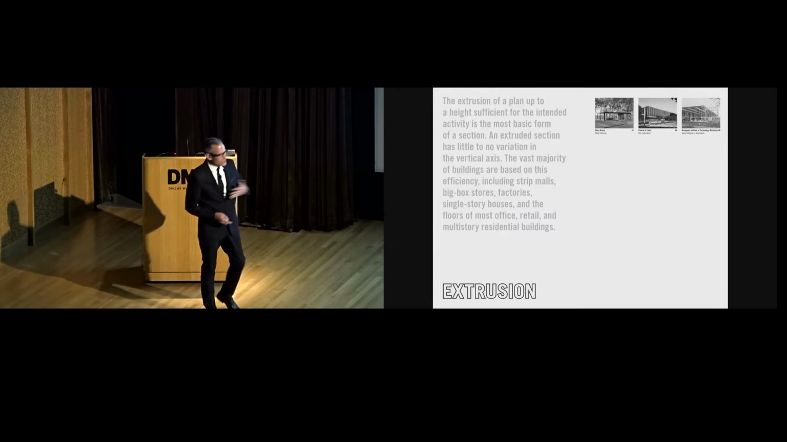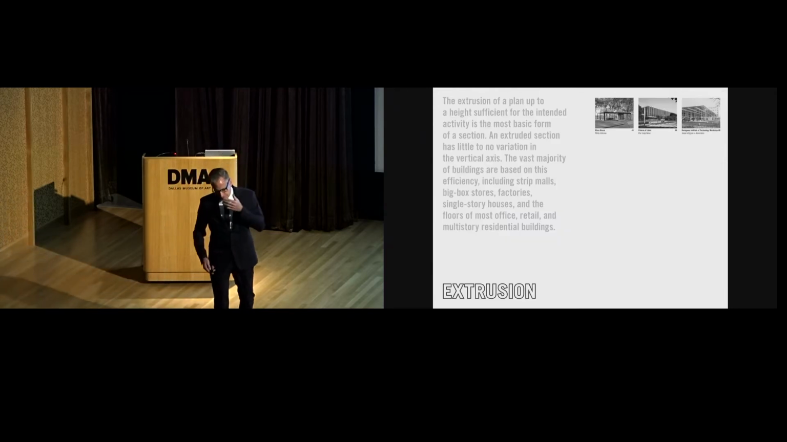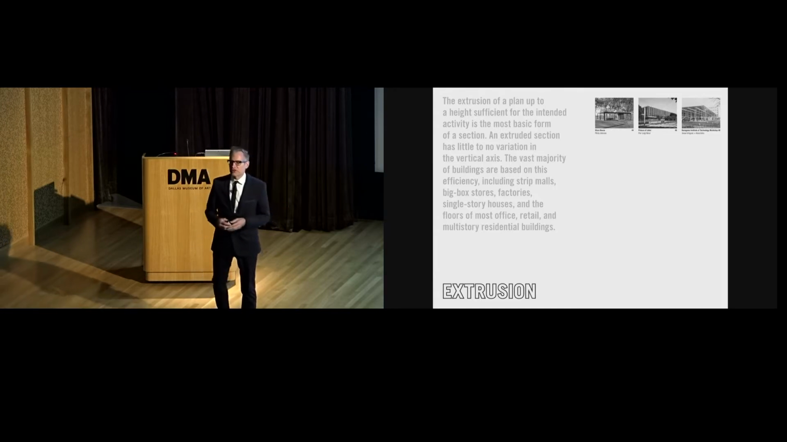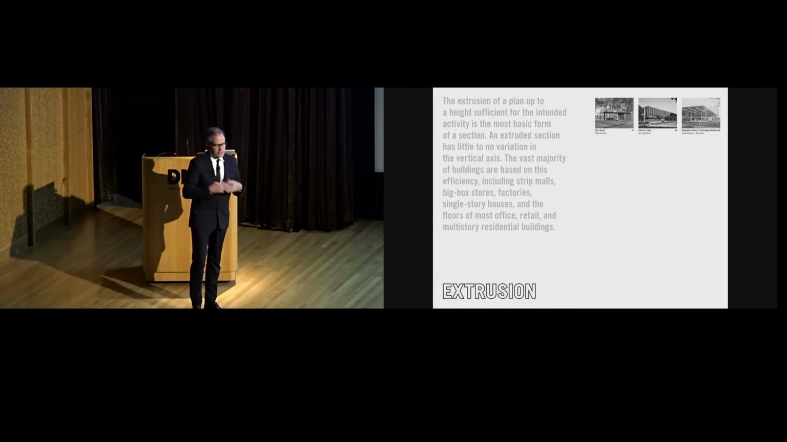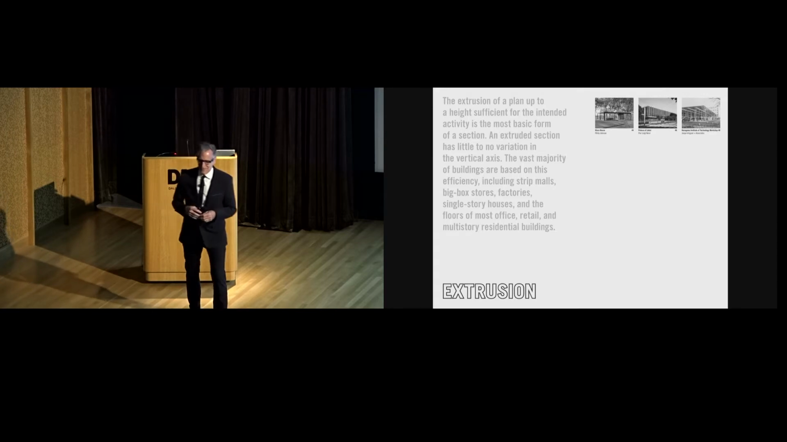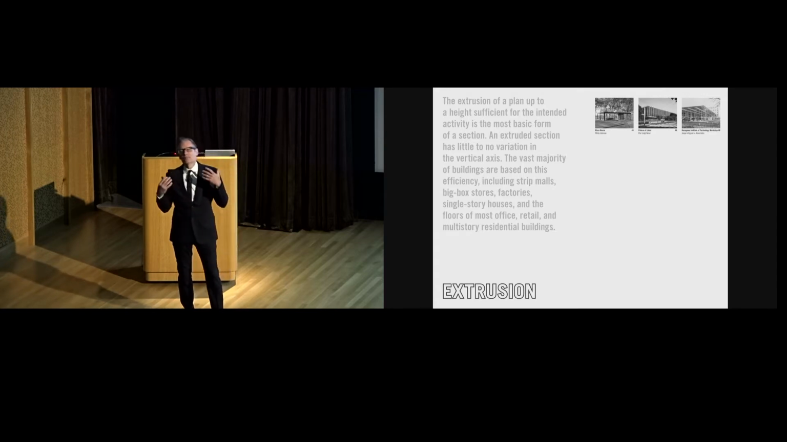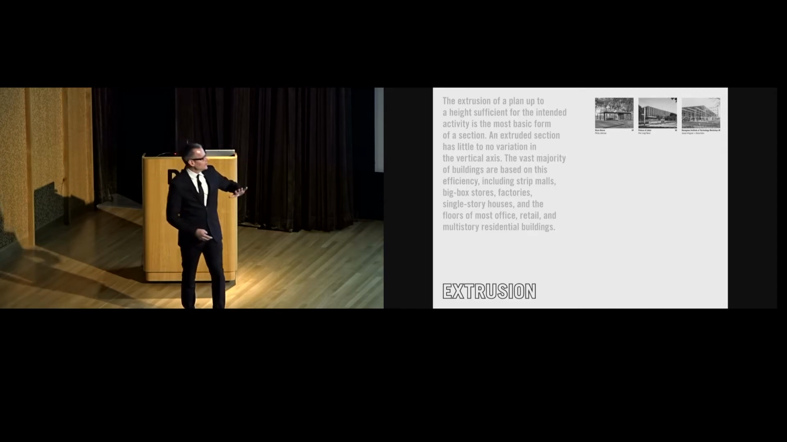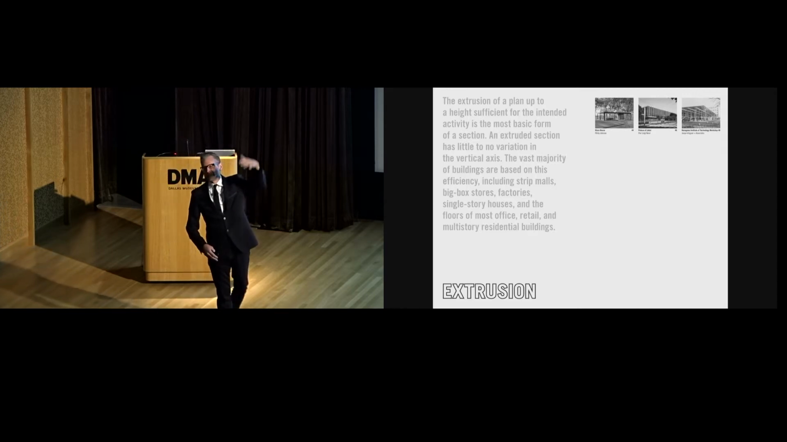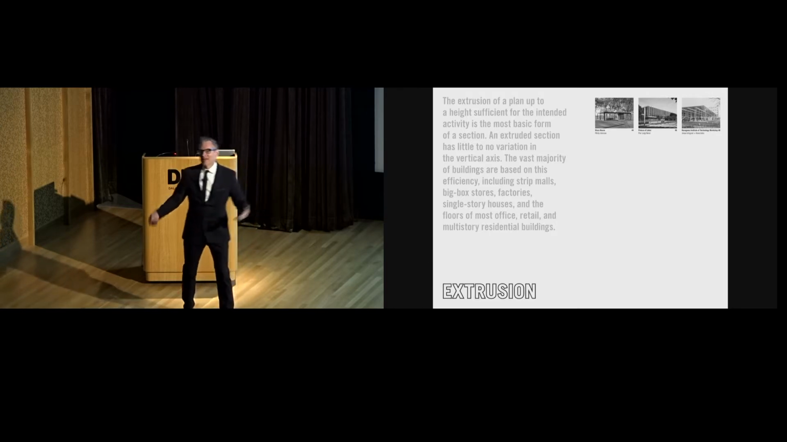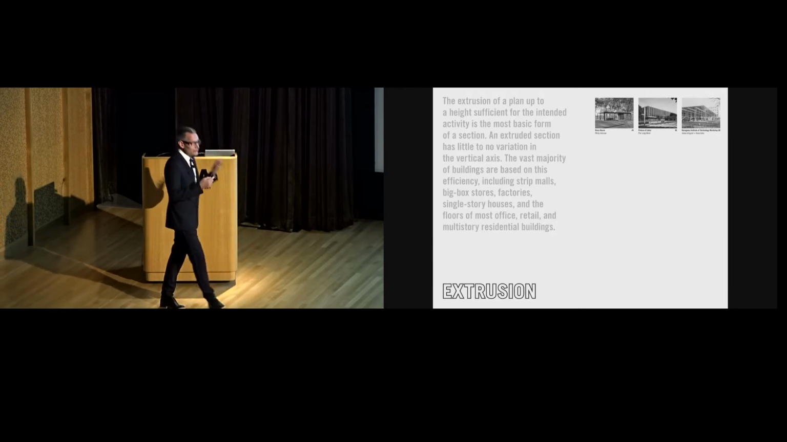So let me just jump right in. Extrusion is our first section type. And if you've ever existed in an architecture studio or had a design project critiqued for not having a great section, it's probably because it just had an extruded section. That means that you're basically lifting the ceiling up a certain height necessary for a program above the floor, and that's it. It's not very interesting, usually.